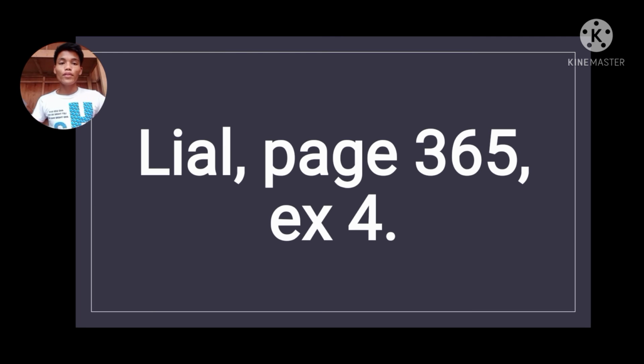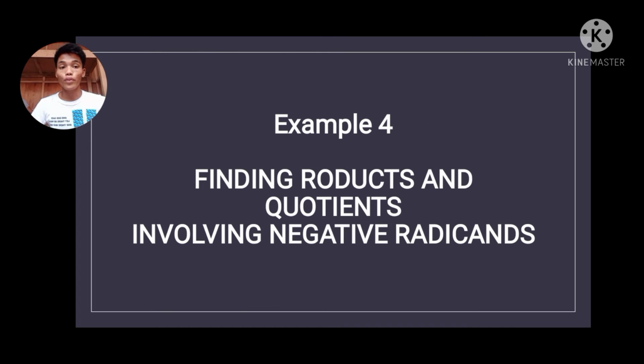So let's move on to our next discussion, or our next report. It is on page 365, example 4. Here we are going to talk about how to find products and quotients involving negative radicands.